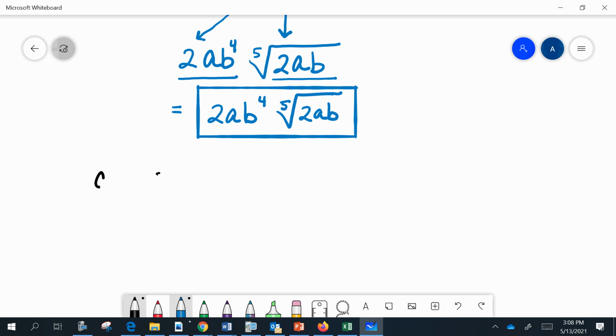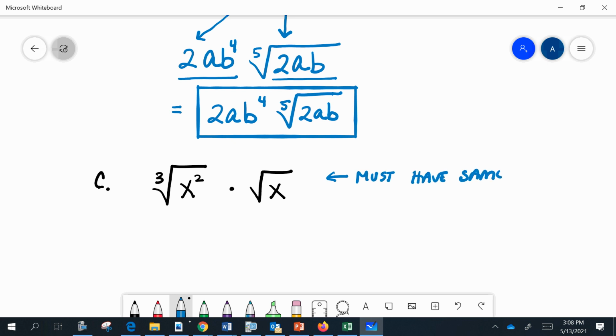And what if we are asked to take the cubed root of x squared? Oops, just keeps erasing. I apologize about that. Cubed root of x squared, and we want to times that by the square root of x. All right, well, the problem is you must have the same type of roots, meaning cube roots can multiply, square roots can multiply, but you can't take a square root and times it by a cube root. So you must have the same type of roots.